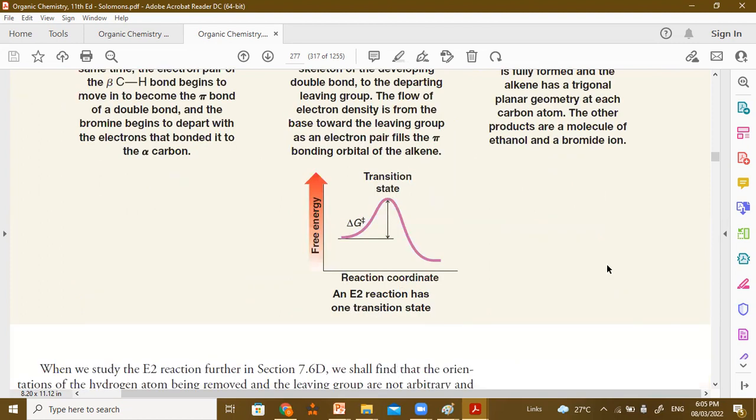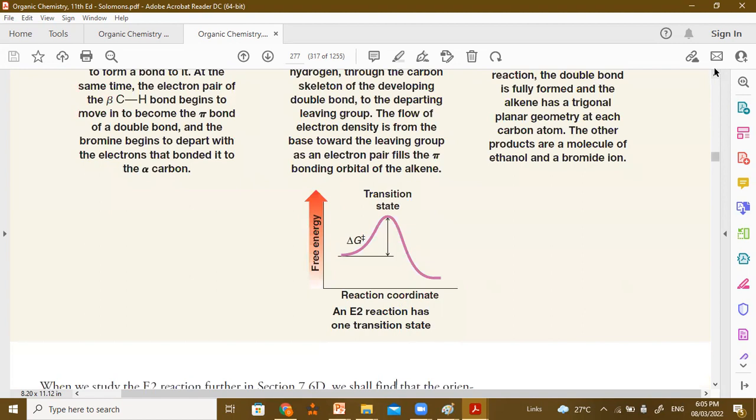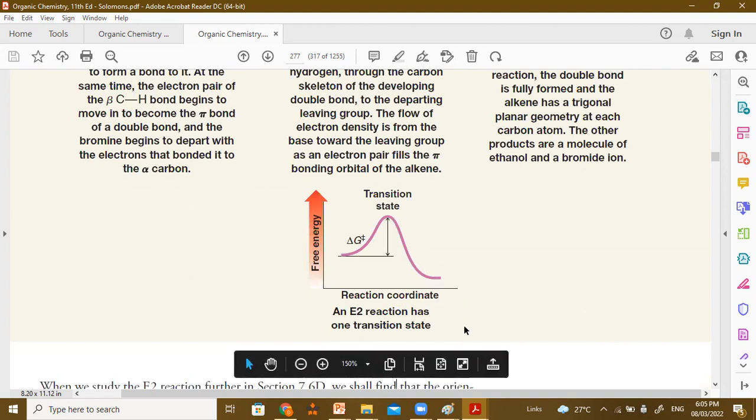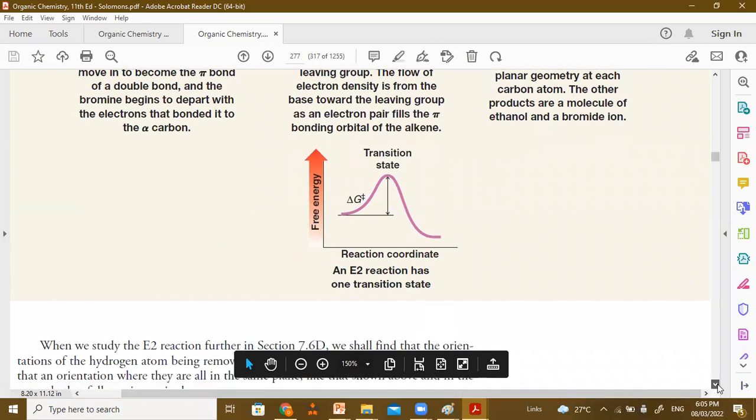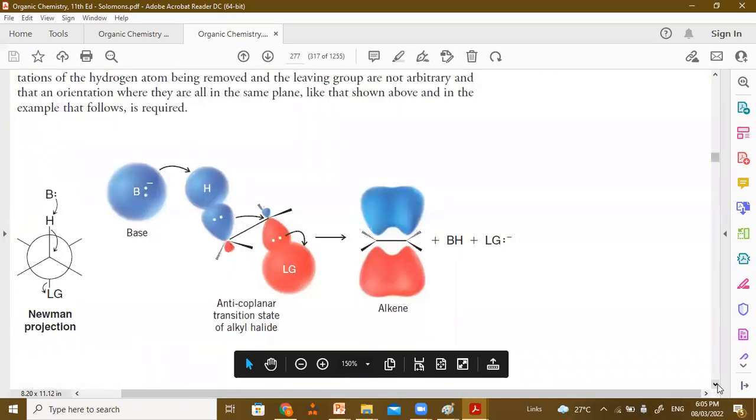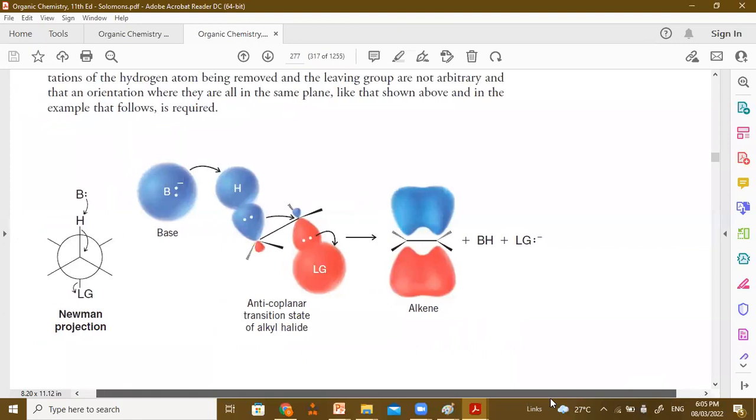So in the transition state, you have one transition state, one reaction coordinate, and one reaction step in the formation of the product. Okay, so that is the basis of the SN2 reaction. How does it attack?